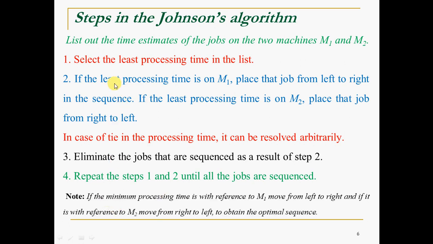In a nutshell, to summarize, if the minimum processing time is with reference to M1, move from left to right, I mean sequence from left to right, and if it is with reference to M2, sequence from right to left to obtain the optimal sequence. So that's what is shown here. If the least processing time is on M1, you sequence that job from left to right, whereas if the least processing time corresponds to M2, you sequence that job from right to left.